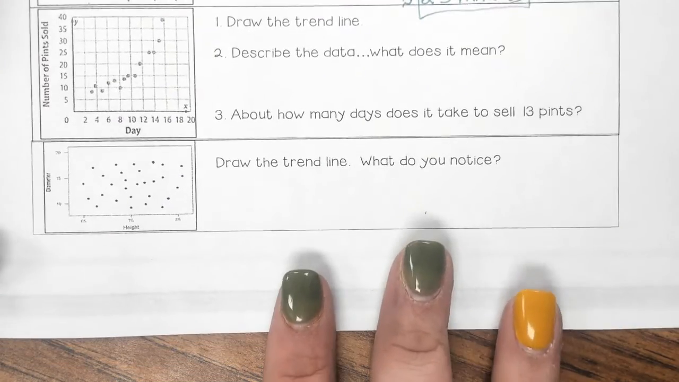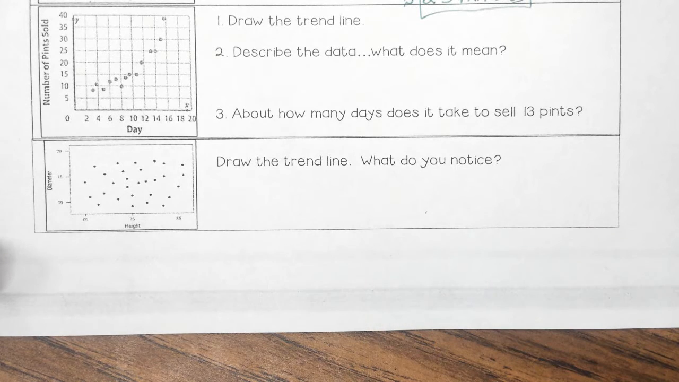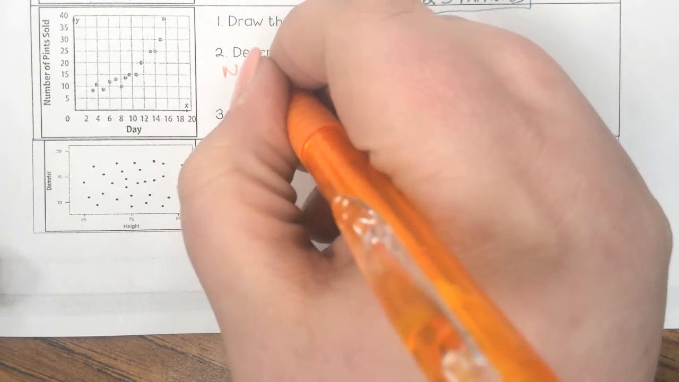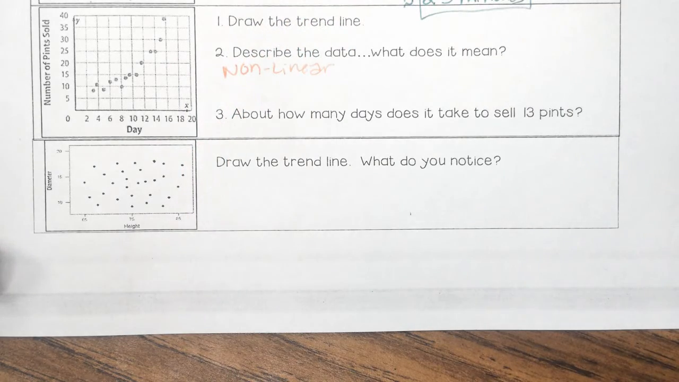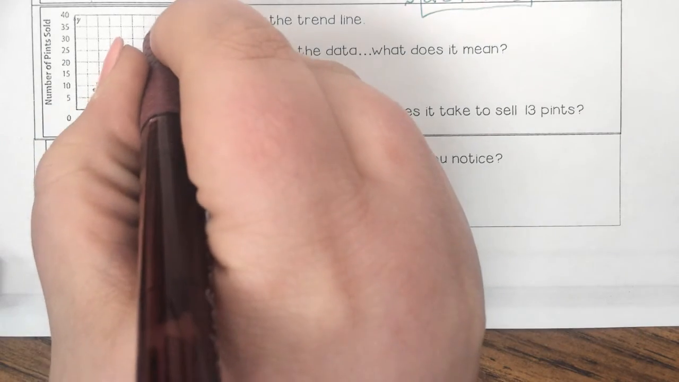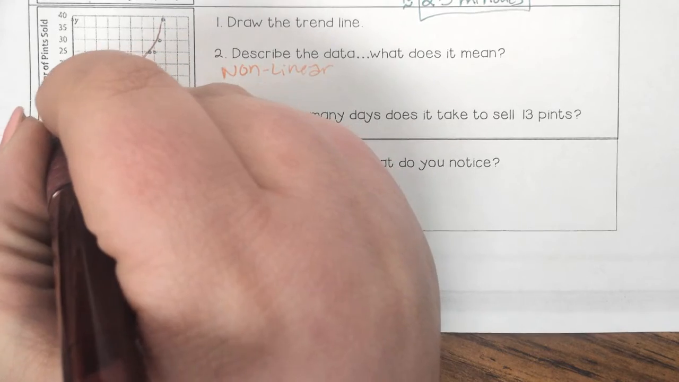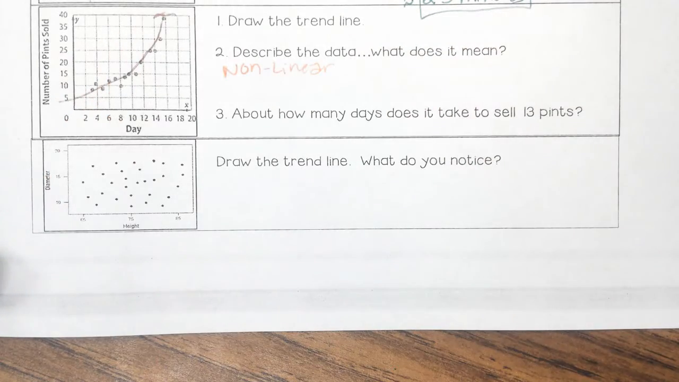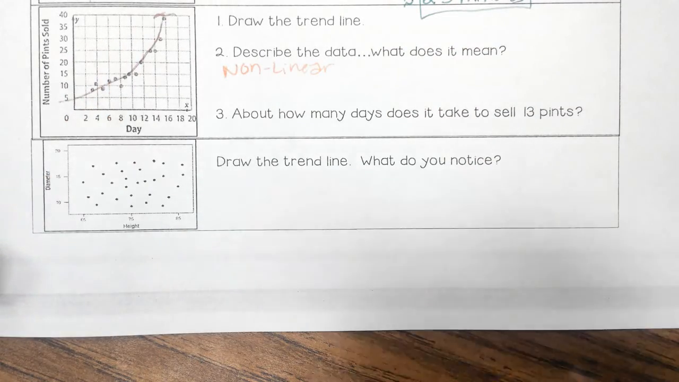Looking at the next problem, we want to draw the trend line. And I'm going to go ahead and tell you that this is nonlinear right off the bat, just so now you can pause the video and probably draw a more accurate trend line. This is nonlinear. So when we draw the trend line, that looks something like this. Okay. So I've drawn the trend line.